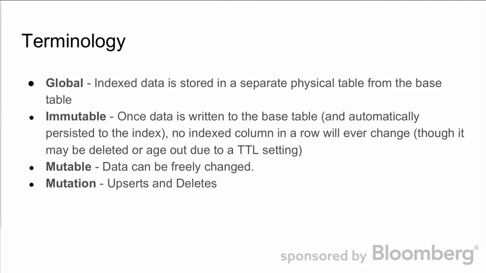Immutable indexes means once the row is there, it is not changed. We don't expect changes or updates on the row. Mutable means changes are okay. Data can be freely changed. And when I say mutation, it means upserts and deletes.